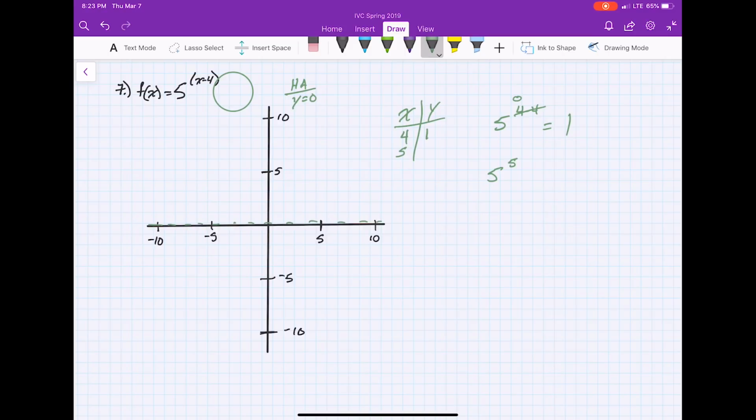Let's try another point. Let's try 5. 5 to the exponent of 5 minus 4, and that's going to equal 5 because 5 minus 4 is 1. So 5 to the exponent of 1 is, we don't write it that way, but there you go. It's 5. So (5, 5). So let's just plot these 2 points. We'll go to (4, 1).